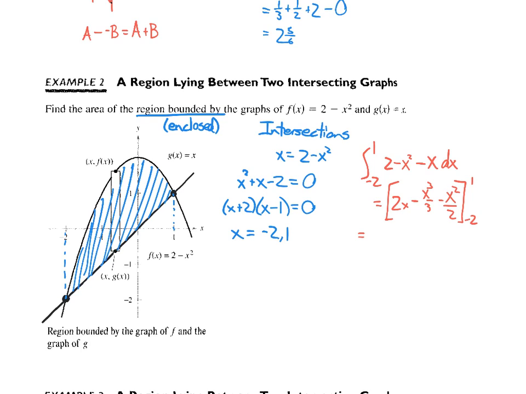So you plug in 1, you get 2 minus a third minus a half, minus, when we plug in -2, we've got a -4 minus a -8/3 minus a positive 4 over 2. So this is 1 1/6 minus, let's see, -4 plus 2 2/3 is a -1 1/3. Minus 2 is a -2/3.